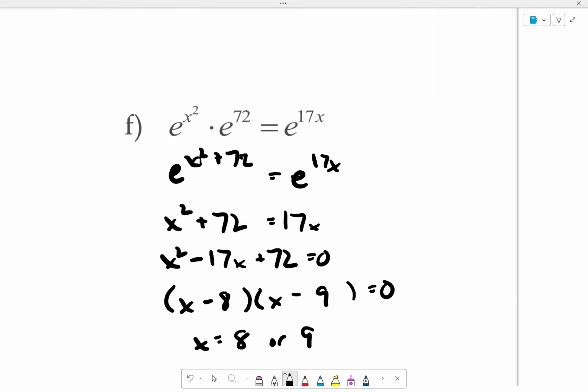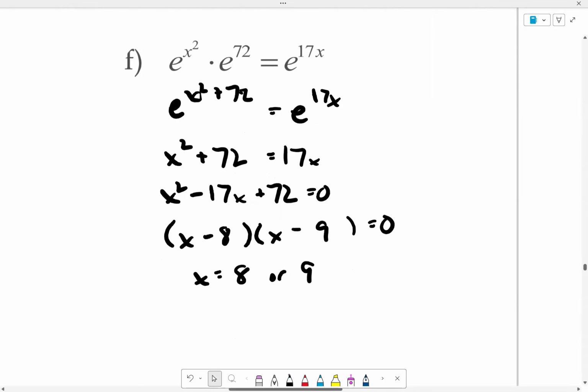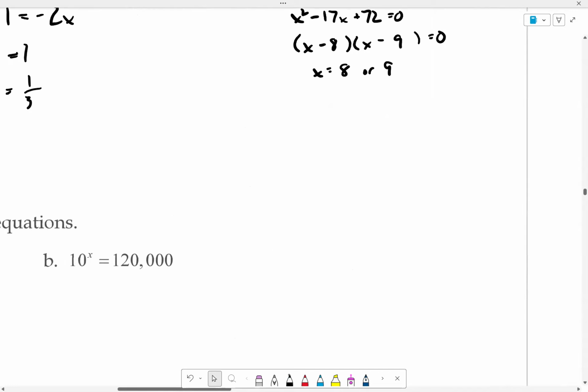So there we go. Exponential equations. I hope you like them. All the smiles I'm seeing, that's a yes.